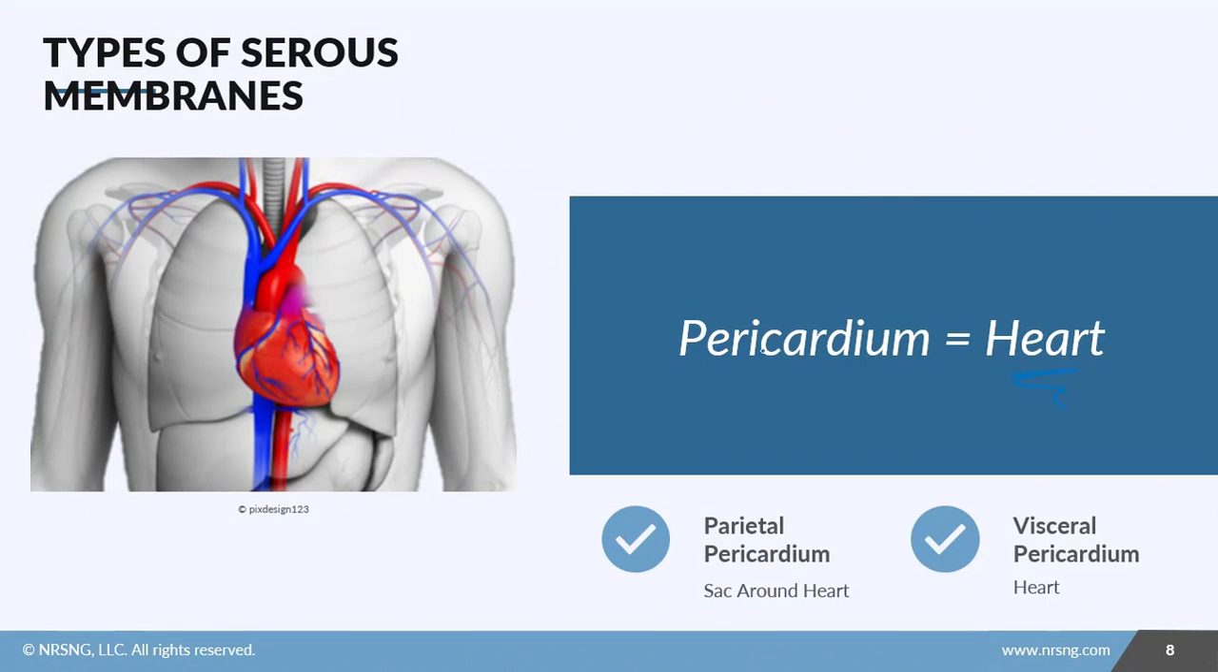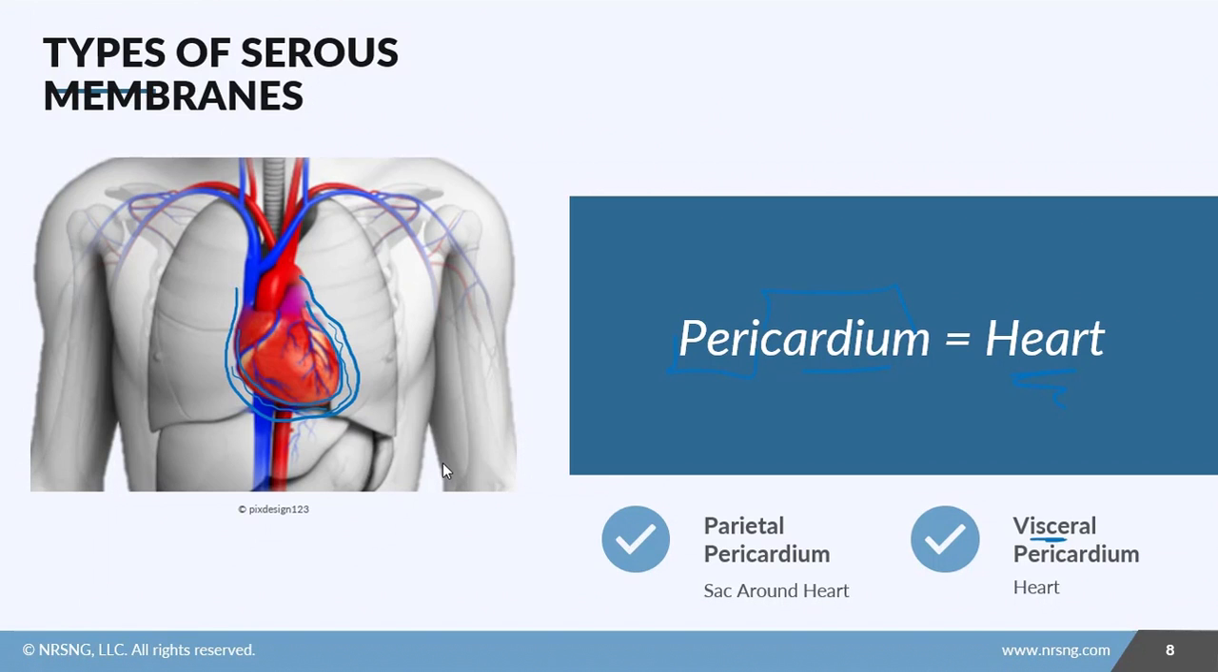I think peri means around and cardium means heart. So the parietal pericardium, again, that's the cavity or the space. The parietal pericardium is the sac around the heart, also called the pericardial sac. And then the visceral pericardium surrounds the heart itself. And just like in the pleural space, there's fluid that fills this space here, and it's called the pericardial fluid. And the benefit of that is it helps to cushion and protect the heart from friction while it's beating.